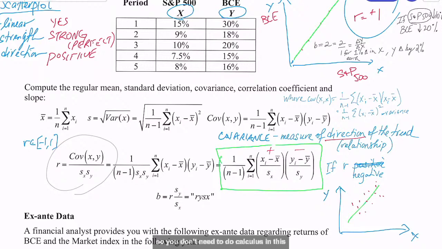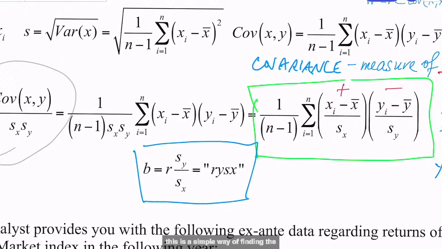So you don't need to do calculus in this class. You just get to use the results of calculus. But in future classes, if you go on in finance, you'll learn all about that. This is a simple way of finding the slope that you may have learned in statistics, or you're going to learn in statistics. This is the formula for finding the slope, and it does depend on the correlation coefficient times SY over SX. This relationship here can be used alternately.